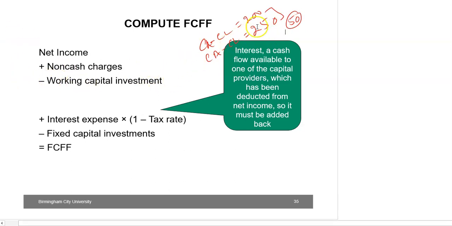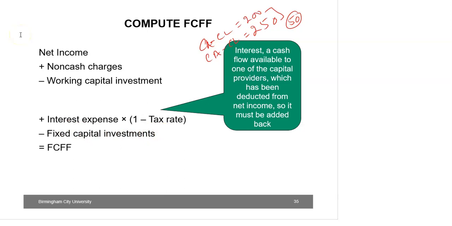In case the opening working capital is more than the closing working capital, then that will be added here. The after-tax interest expense is added back to net income because interest expense is a tax-deductible expense. As a result, the net income has already benefited from lower taxes due to interest expense shielding taxes. As a result, we only add back the after-tax interest expense. We deduct from it the fixed capital investments also, which represents long-term investment or capital expenditure.